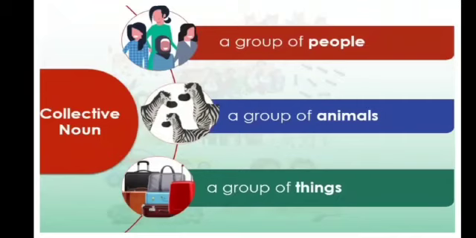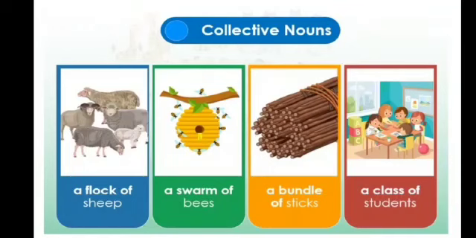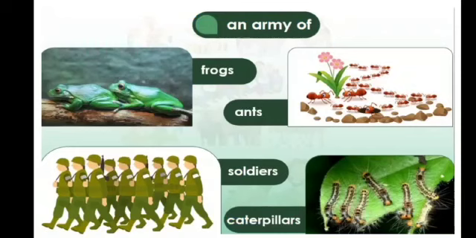A collective noun is a word that is used to describe a group of people, animals or things of the same kind. Collective nouns refer to a group of nouns as a single unit. Example, a flock of sheep, a swarm of bees, a bundle of sticks, a class of students. We use collective nouns to identify group of nouns. Sometimes the same collective noun is used to describe different nouns.